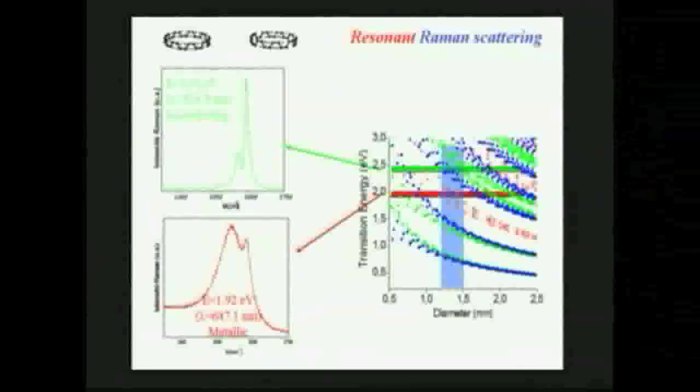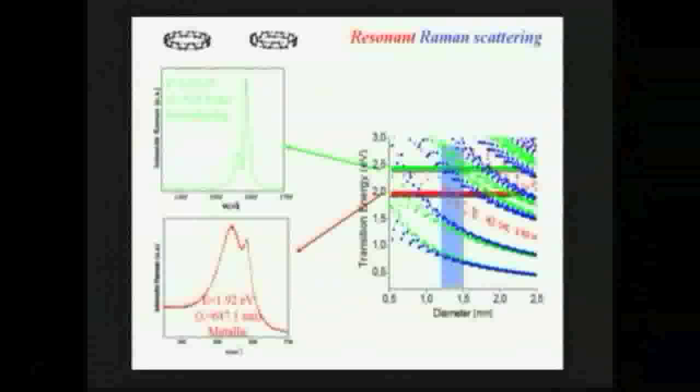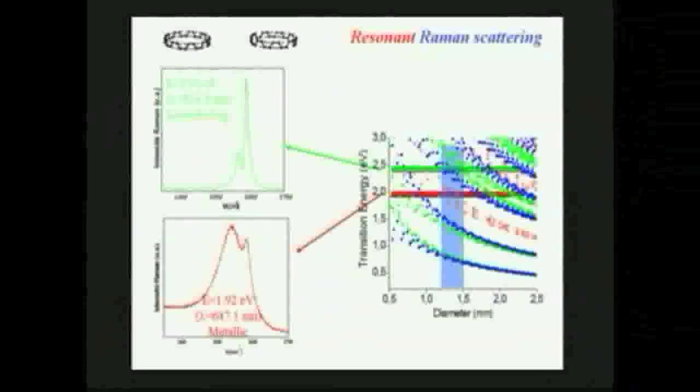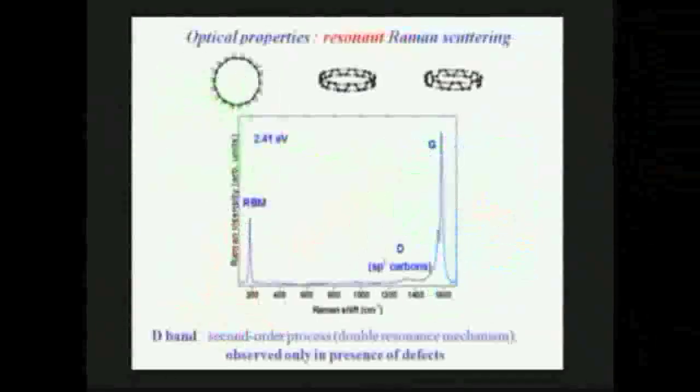So this is the first reason why Raman has been widely used for studying nanotubes. It's because it allows you to choose the nanotubes you want to study by tuning the laser light. Let's look at the other Raman peaks.